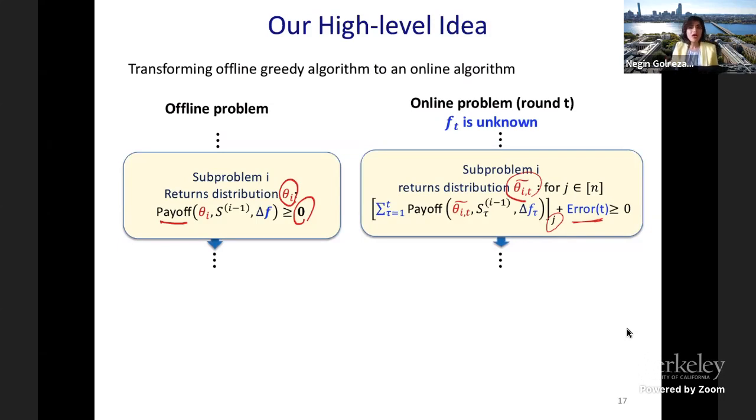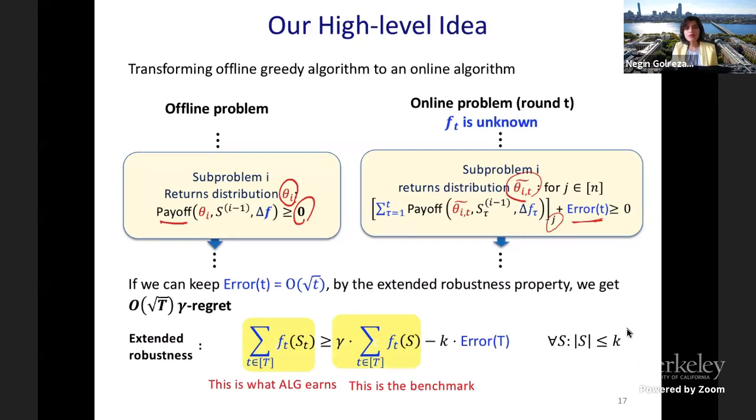Okay. And why is this good? This is good because if I make sure the error of t is in the order of square root t, by the extended robustness property it is automatic that I'm going to get a square root t gamma regret. Isn't it amazing? Just by making sure that every subproblem I can be done with a manageable error in the order of a square root t, by extended robustness I automatically get a square root t gamma regret. And that's the whole idea.